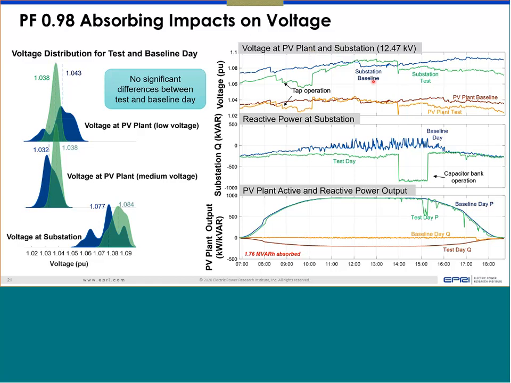Typically, cap bank switching has a larger impact on the voltage relative to a small 500 kW or 1 megawatt plant. Unless the plant is 5 megawatt or 10 megawatt, typically capacitors and regulators have more impact on the voltage than the Q injection of 200, 300, 400 kVAR from a megawatt scale plant. So those are the examples shown here.